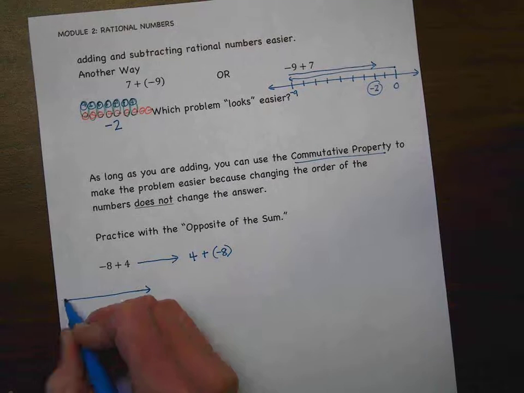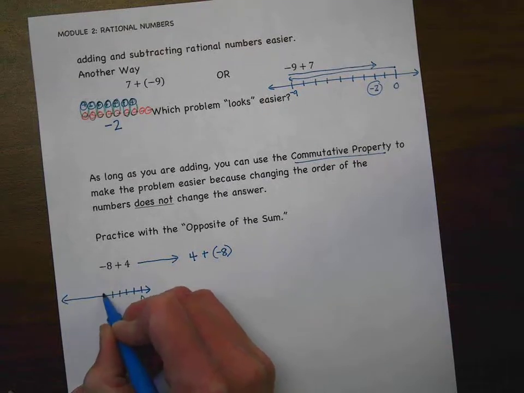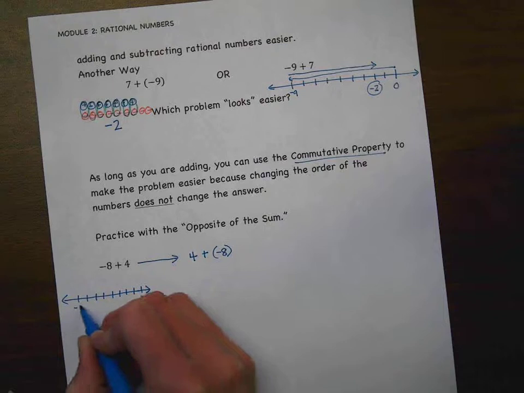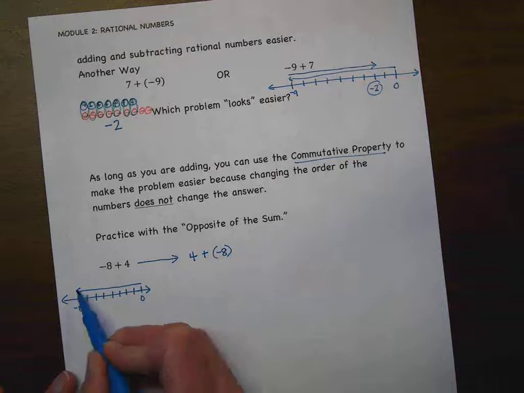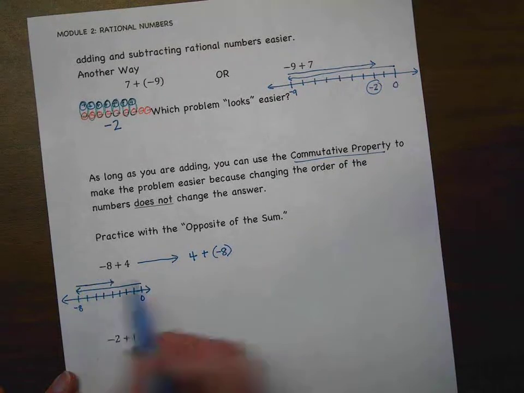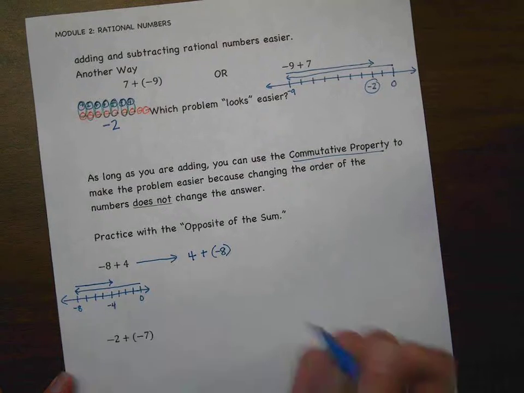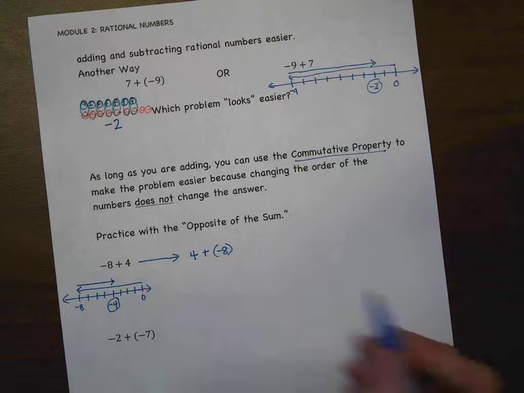This one says negative 8 plus 4. So I'm going to say 0 is over here. 1, 2, 3, 4, 5, 6, 7, 8. This is negative 8. Always start at 0, go down to negative 8. Now it says to add 4 positives. So I go 1, 2, 3, 4. And I end up right here, which happens to be negative 1, negative 2, negative 3, negative 4.